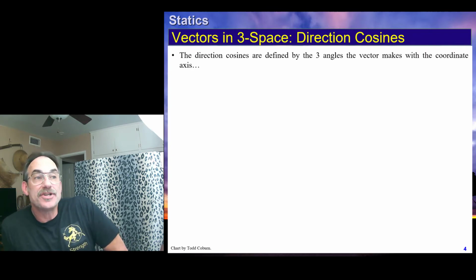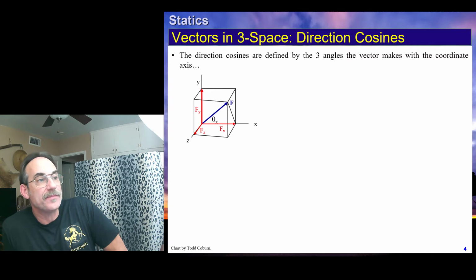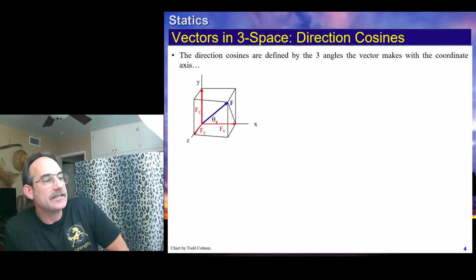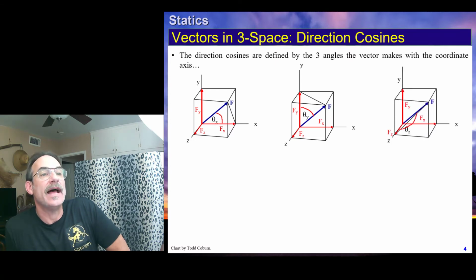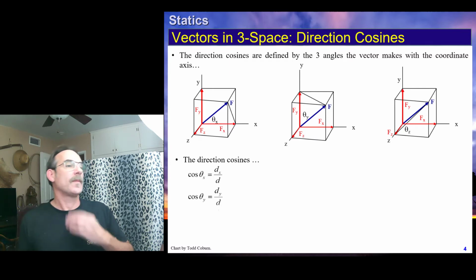So we define the direction cosines as our three angles. This is a different vector, but if we take the force and find the angle that it makes with the x-axis, that's this angle here. That's our theta x. And the angle that it makes with the y-axis, that's our theta y. And the angle that it makes with the z-axis, that's our theta z. Once again, those are the direction cosines. Okay? We said that.